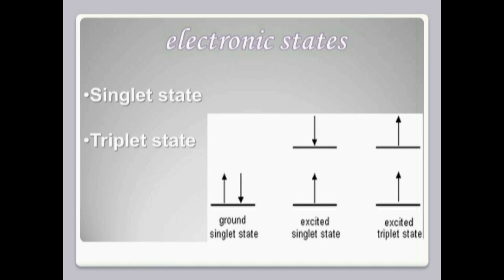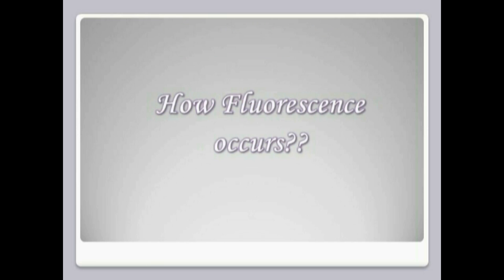The electronic states of most organic molecules can be divided into singlet states and triplet states. Singlet state: electrons in the molecule are spin paired, and in triplet state one set of electron spins is unpaired. These arrows show the ground singlet state, excited singlet state and the excited triplet state. How does fluorescence occur? Fluorescence occurs when the molecule returns to the electronic ground state from the excited singlet state by the emission of a photon.